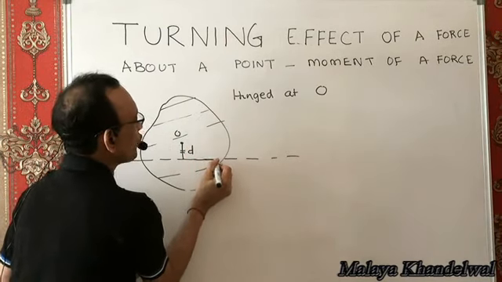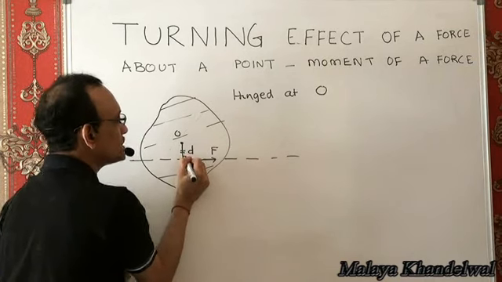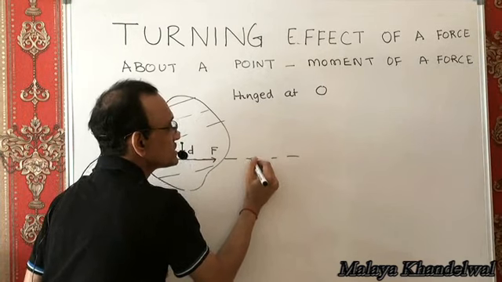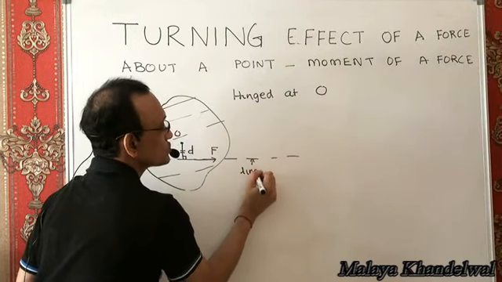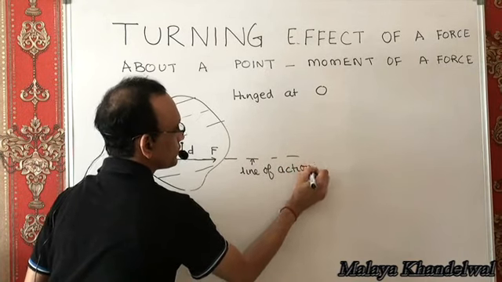we apply a force F. D is the perpendicular distance of O from the line of action of the force. What is this? This is the line of action of the force, the line of action of F.